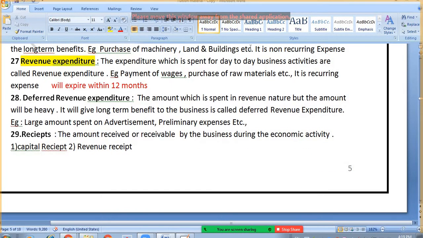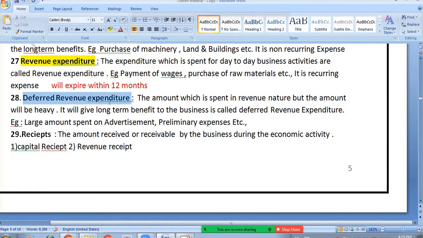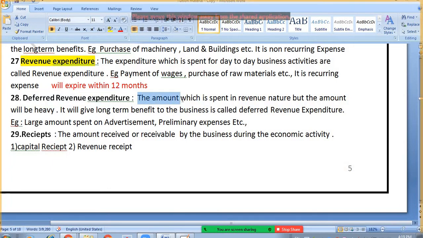Right, next point, deferred revenue expenditure. See, the amount which is spent in revenue nature, but the amount will be heavy, and will give long term benefit to the business, is considered as a deferred revenue expenditure. For example, large amount of money spent on advertisement, preliminary expenses, etc.